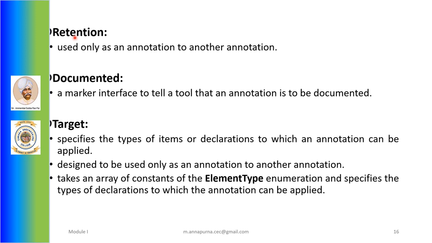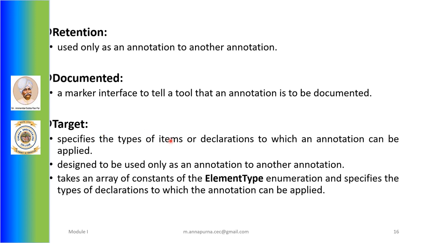The first built-in annotation is @Retention. The @Retention annotation is designed such that it can be used only as an annotation to another annotation. It specifies the retention policy. The second built-in annotation is @Documented. The @Documented annotation is used as a marker interface that tells a tool that an annotation is to be documented. It is designed to be used only as an annotation to an annotation declaration.